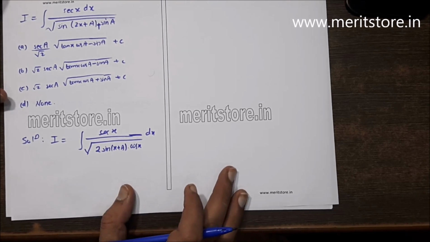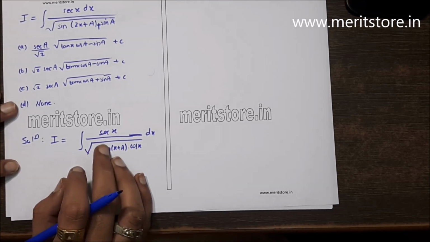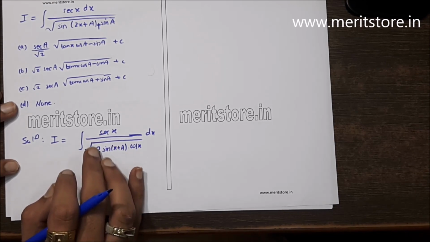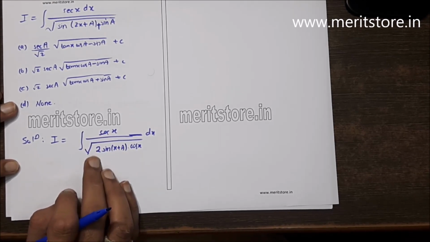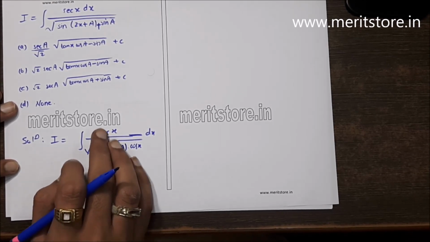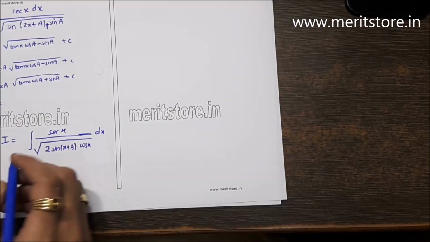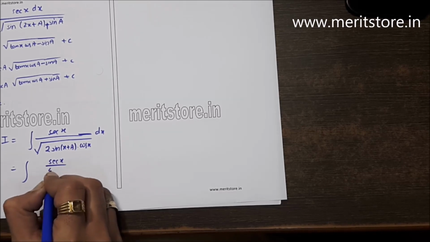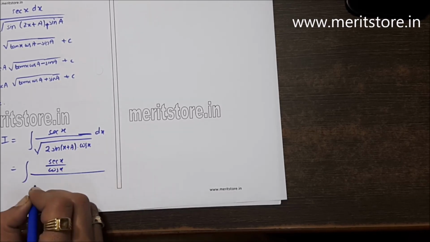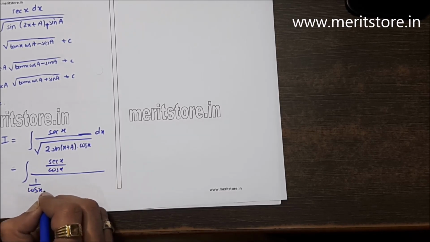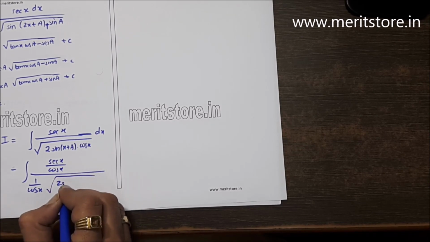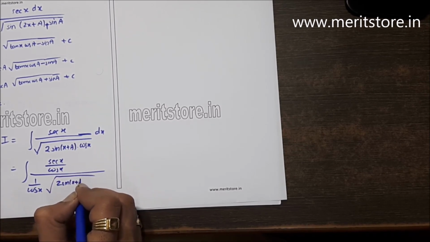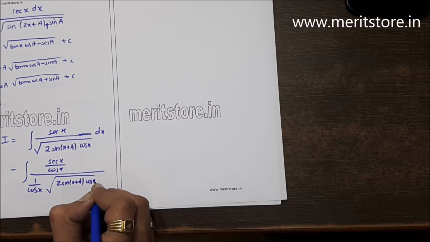In the next step, I am multiplying the numerator and denominator by 1 upon cos x. So the integral will become sec x upon cos x, the whole divided by 1 upon cos x in the root of 2 sine x plus a cos x.